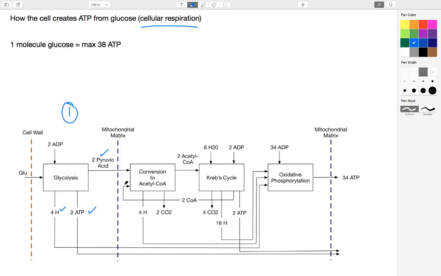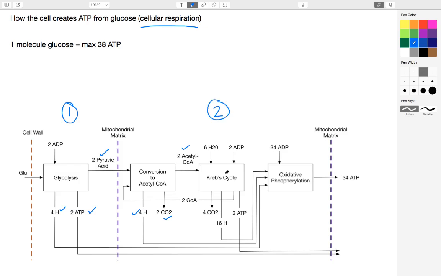And then what happens is the pyruvic acid molecules are transported into the organelle I just told you about, the mitochondria. So these purple dashed lines represent the wall of the mitochondria within the cell. So after the pyruvic acid is transported across the wall into the mitochondrial matrix, it is converted into another intermediate molecule called acetyl-CoA. And acetyl-CoA produces 4 more hydrogen ions, and it also produces some carbon dioxide. It produces 2 acetyl-CoA molecules, which then go to the Krebs cycle.